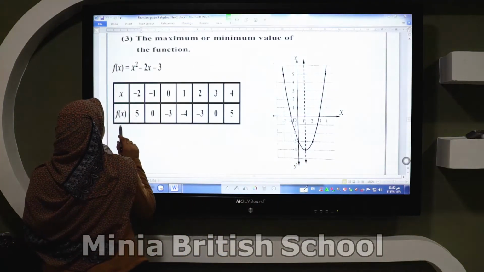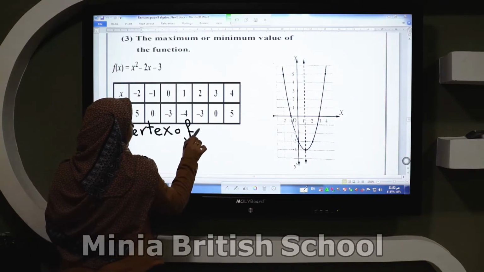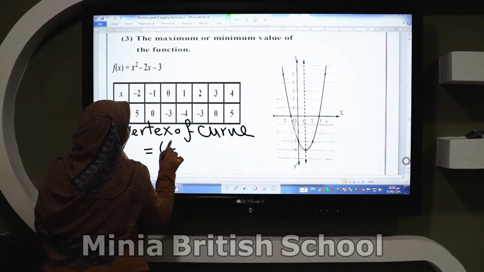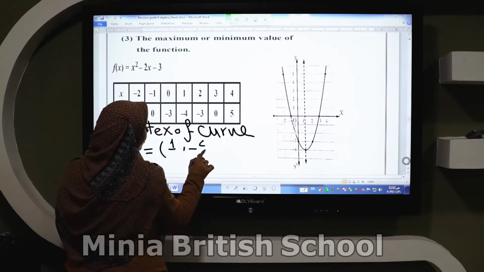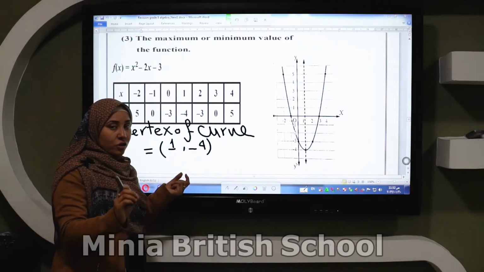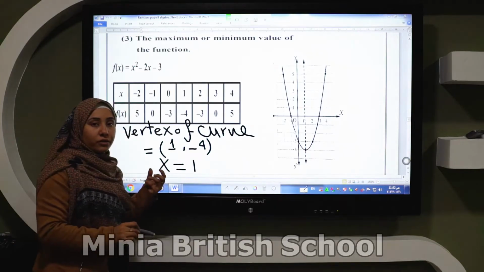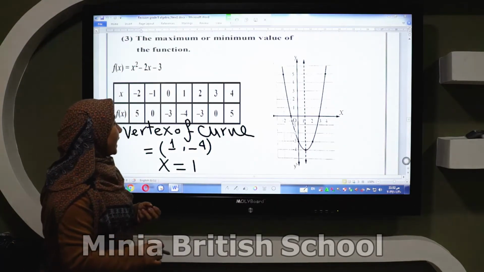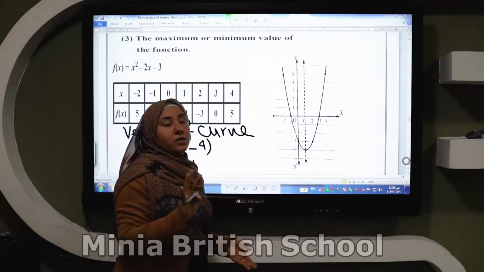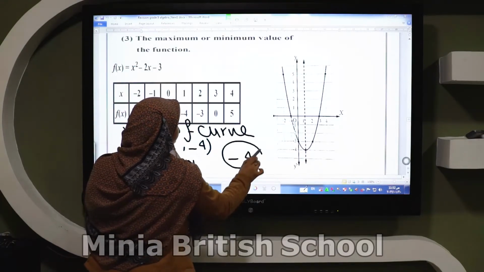The vertex of the curve is (1, -4). The x-coordinate represents the equation of the axis of symmetry, so the equation of the axis of symmetry is x equals 1. The curve opens upward, so the function has a minimum value. The minimum value is equal to negative 4.